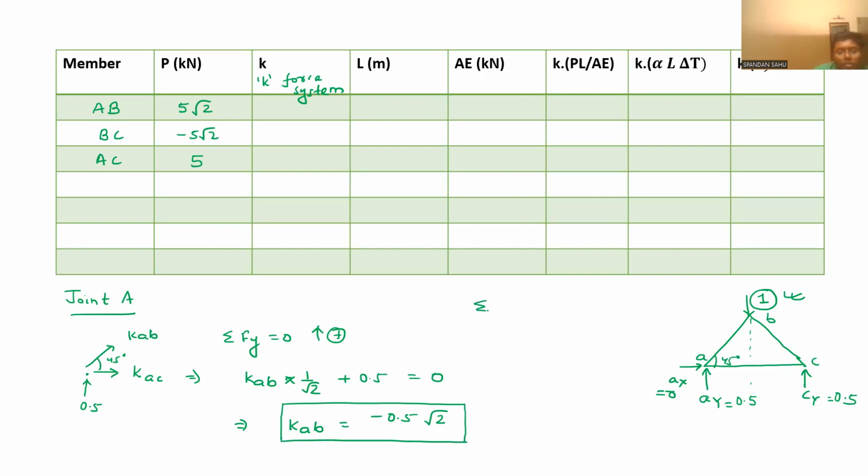Similarly, when we do summation of Fx equal to 0 for joint A only, we will get KAB cos 45, which is also 1 by root 2, plus KAC equal to 0. Obviously, I have taken rightward to be positive. So here KAC will be minus KAB by root 2, means minus of minus 0.5 root 2 into 1 by root 2. So it is only 0.5 units.